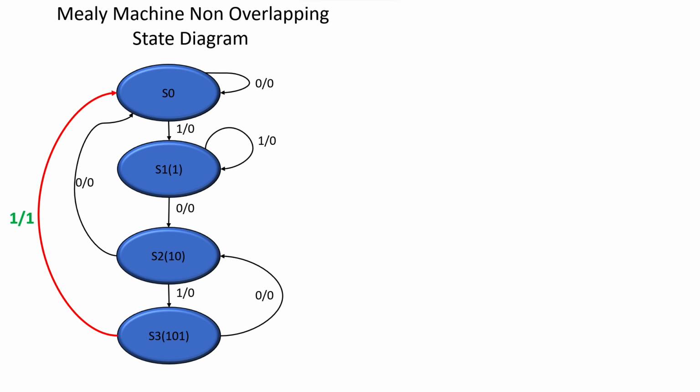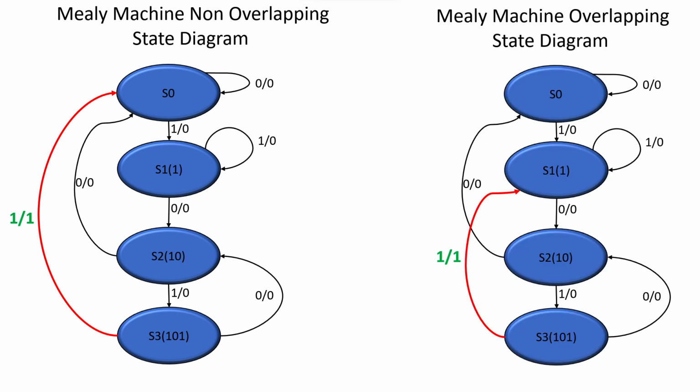Almost the same steps we have to follow for the overlapping detector also. But at the end state we have to change, as it is an overlapping sequence detector. If 1 comes at S3 state, then the state will not change to S0 reset state. The state will change to S1. That is the only difference between the two state diagrams, which is highlighted in red.